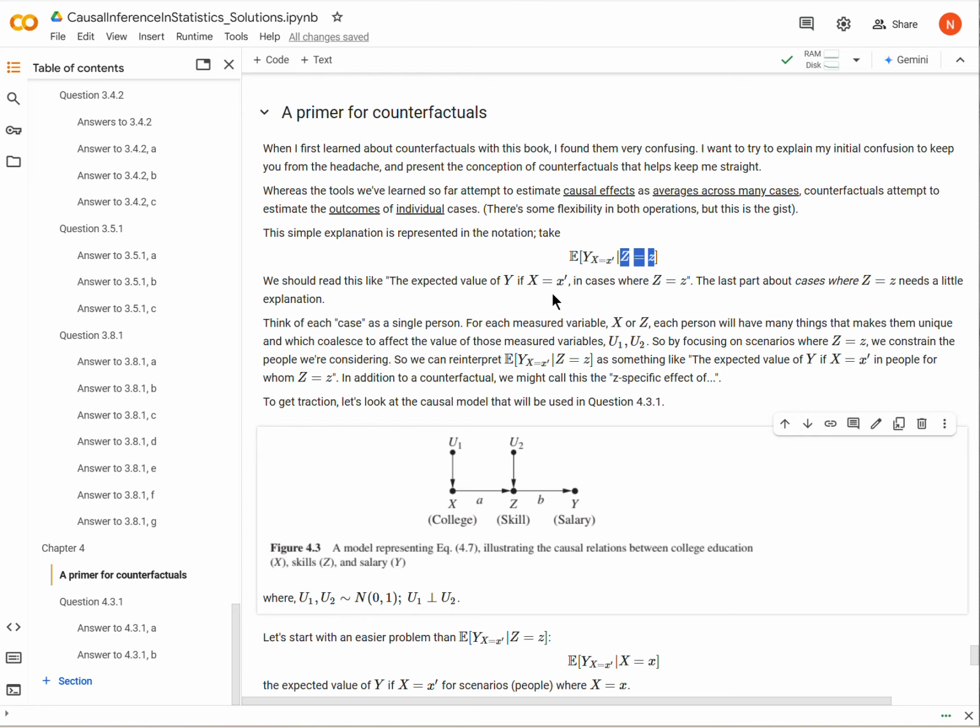So that's the idea here about narrowing our focus to only cases where Z equals little z. We might also call this the z-specific effect of changing x. Z-specific effects are something that we'll learn about later in the chapter, but you can already see how we could apply that right now, because we're only looking at cases where Z equals little z.